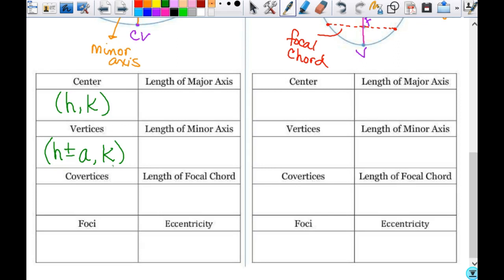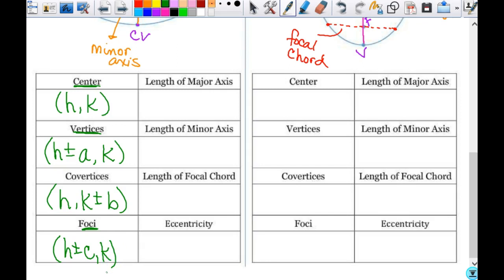Your co-vertices use b, and they're going to go vertically since it's a horizontal orientation. So it's k plus or minus b. The foci line up with the vertices, which lined up with the center. So again, it's an h that's changing. So it's h plus or minus what? c. Okay.